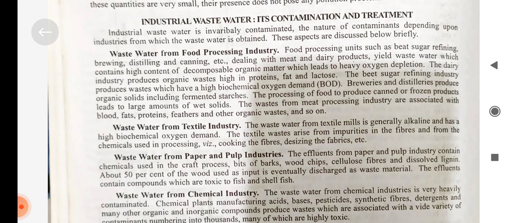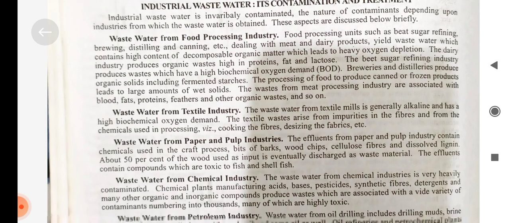Industrial wastewater, its contamination and treatment. Industrial wastewater is invariably contaminated. The nature of the contaminants depends upon the industries from which the wastewater is obtained. These aspects are discussed here. Wastewater from food processing industry.